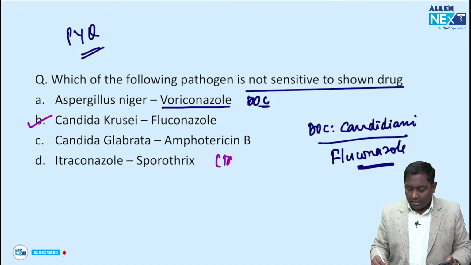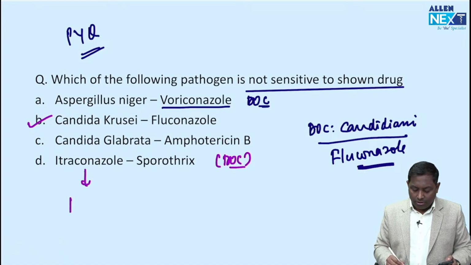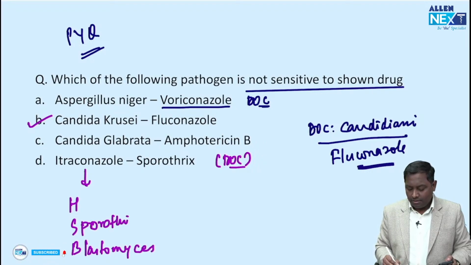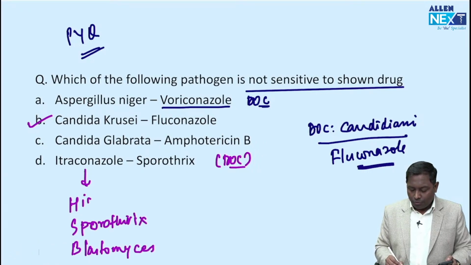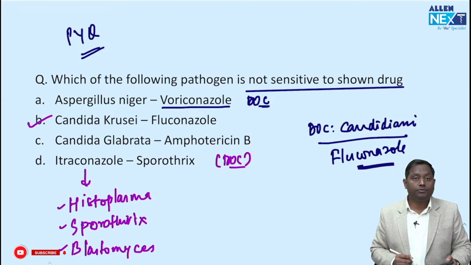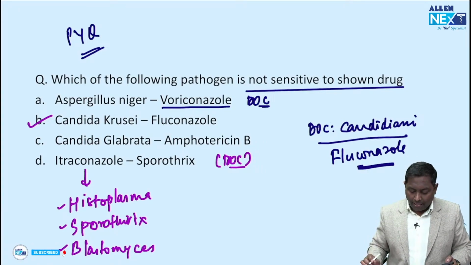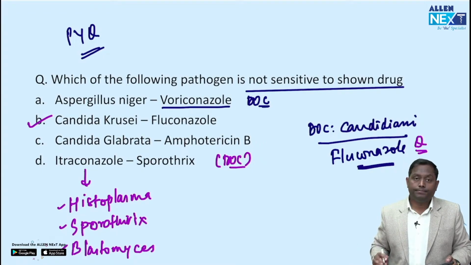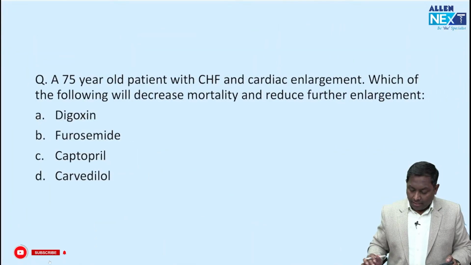Itraconazole, Sporothrix, again they are the drug of choice. Itraconazole is the drug of choice in HSB. B stands for Blastomyces, S stands for Sporothrix, and H for histoplasmosis, Histoplasma. So in HSB, itraconazole is the drug of choice. It's one of the azoles. Okay. Candida krusei and glabrata are resistant to fluconazole. For all other Candida, fluconazole is the drug of choice. We can take one more question here.